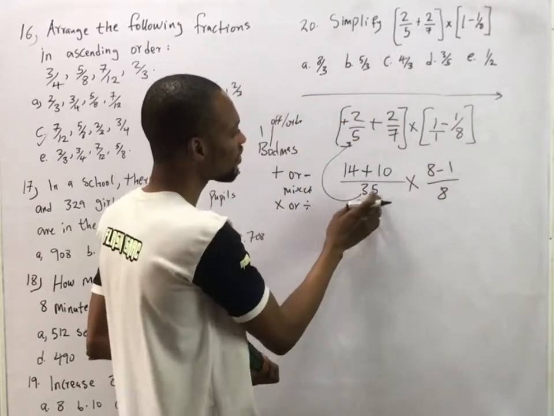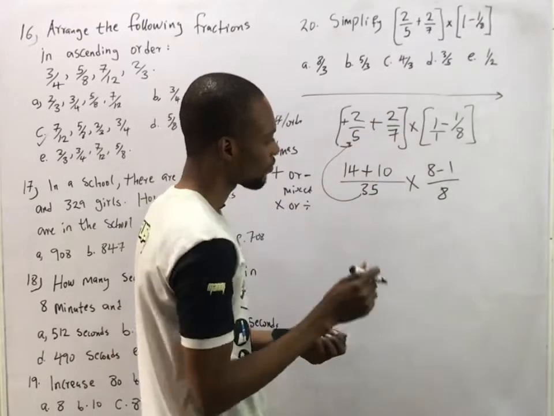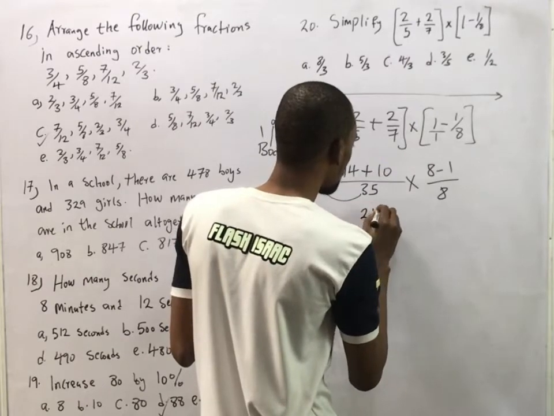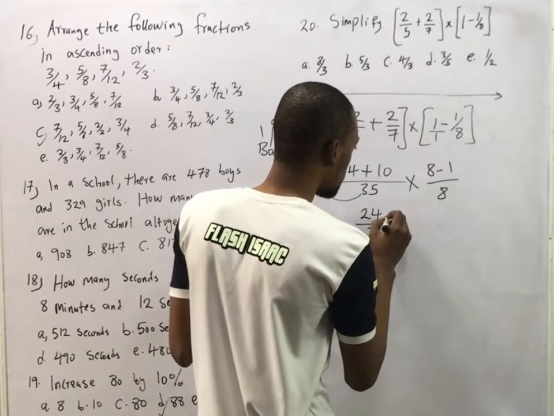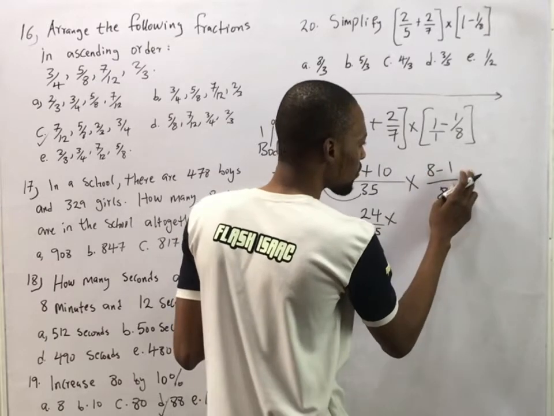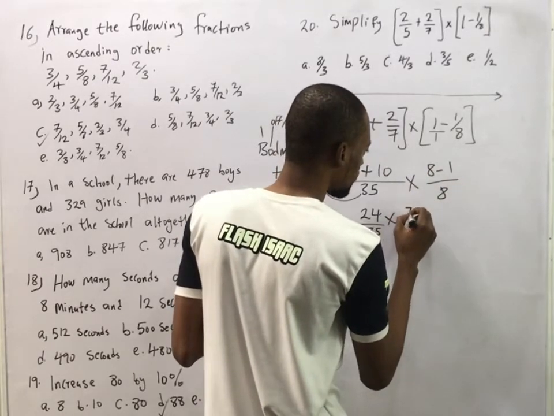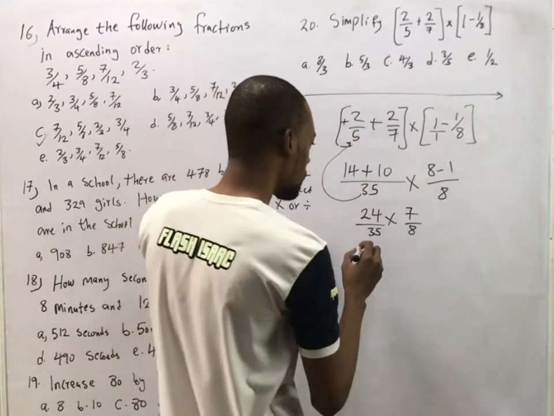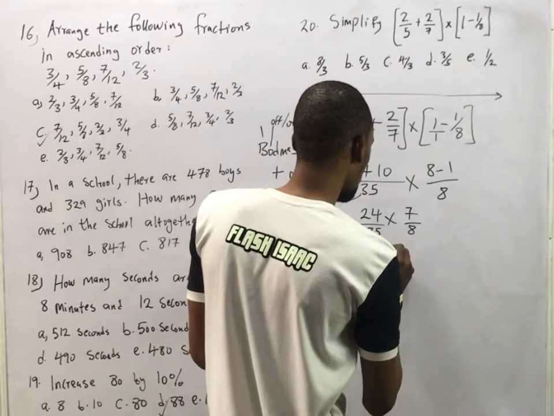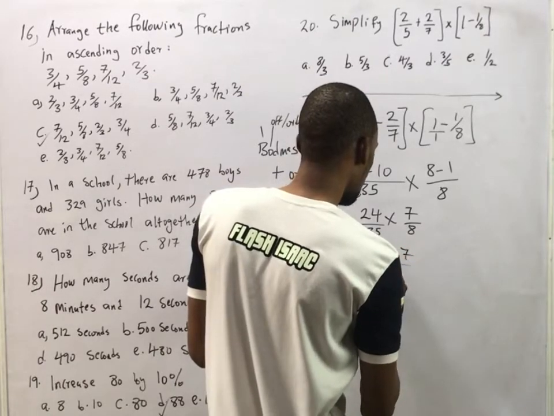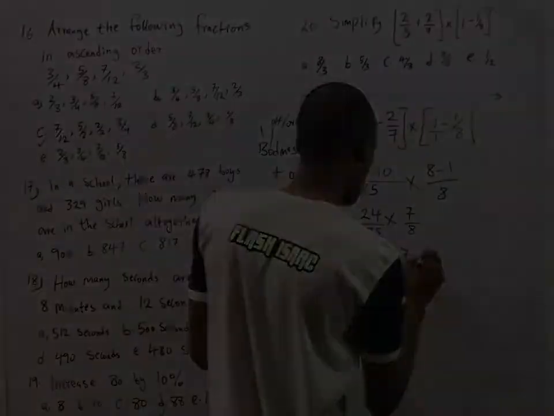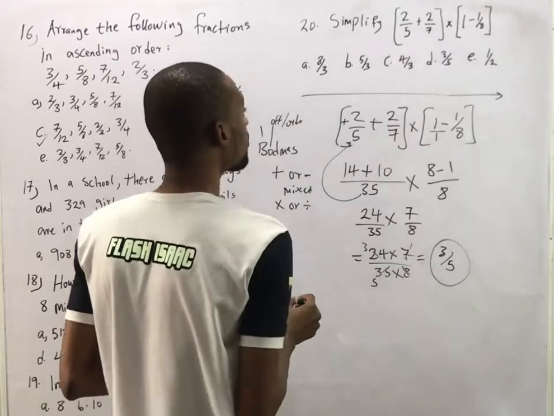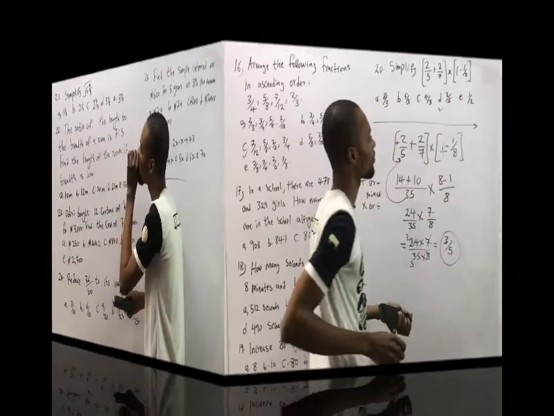So here, 35 divided by 7 is 5. 5 times 2 is 10. Having this, 14 plus 10 is 24 over 35, times 8 minus 1 is 7, so 7 over 8. So this will simply give you 24 times 7 over 35 times 8. So we should be left with 3 over 5. So that is your answer, 3 over 5, which is option D.